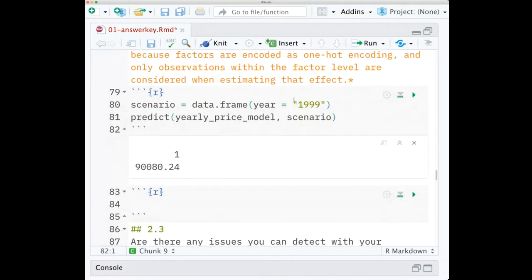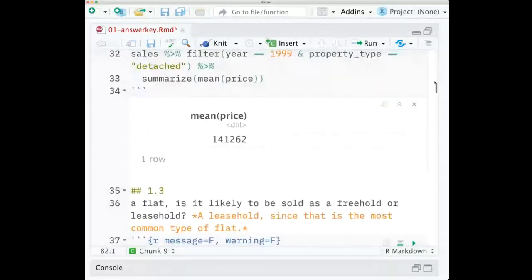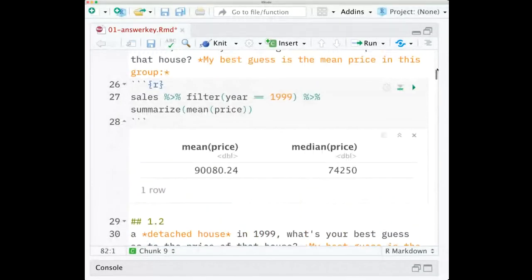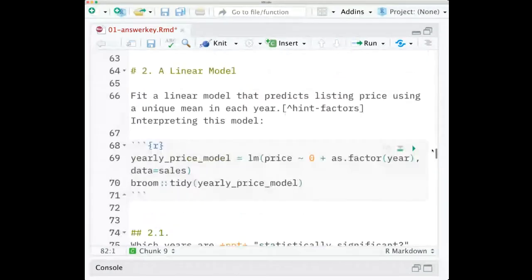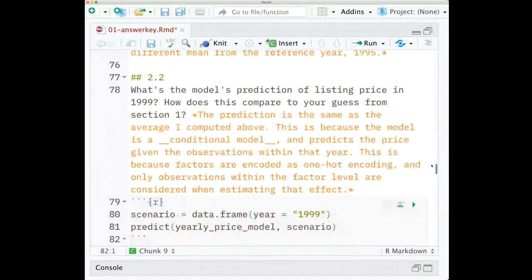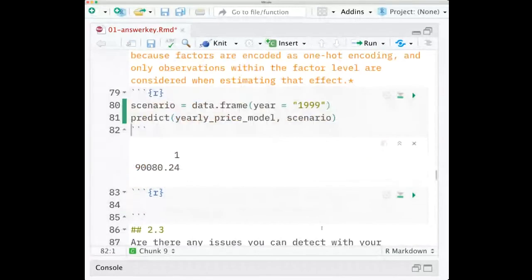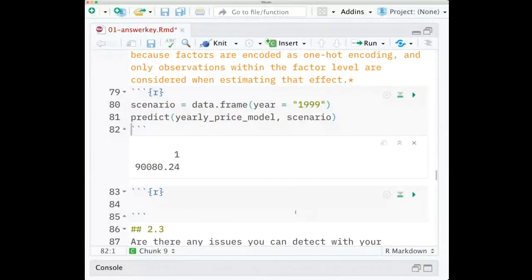So the prediction for the house price is 90,000 in 1999. By the way, if we go back to our solution in 1.1, what's our prediction? The same value, 90,000. So the model is like before in the workbook, just constructing a conditional expectation. Same thing, approximately.